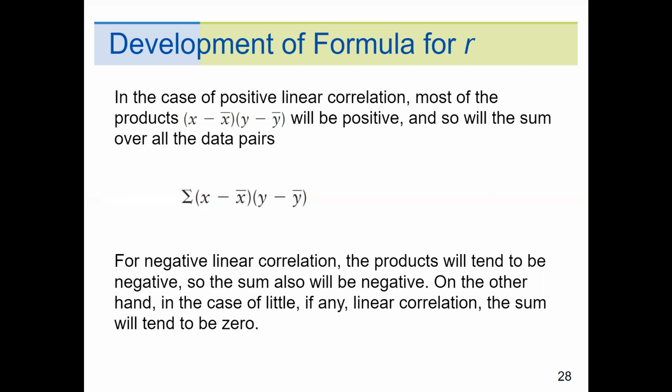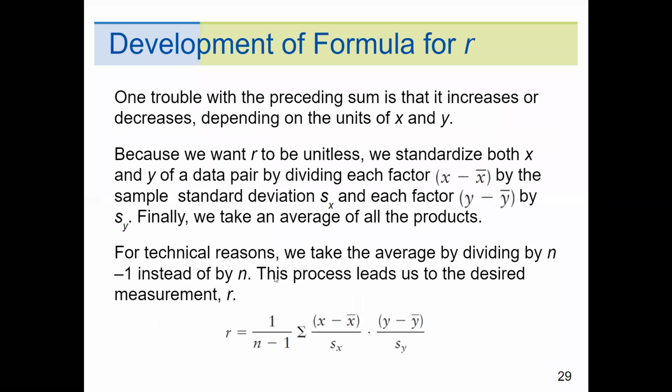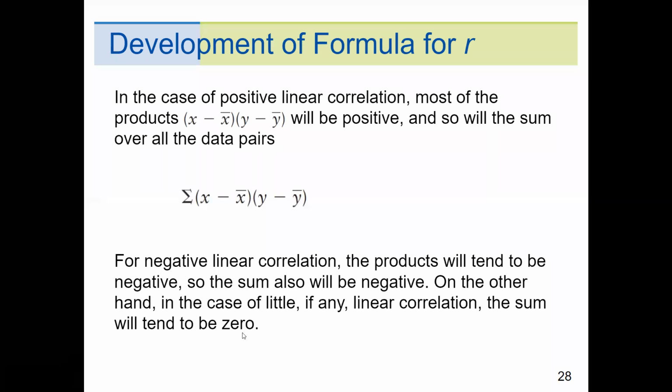In the case of positive linear correlation, most of the products will be positive, and so the sum over all the data pairs will be positive, okay? For negative linear correlation, the products will tend to be negative, so the sum will also be negative. On the other hand, in the case of little, if any, linear correlation, the sum will tend to be 0. So that is a little internal check you can run.